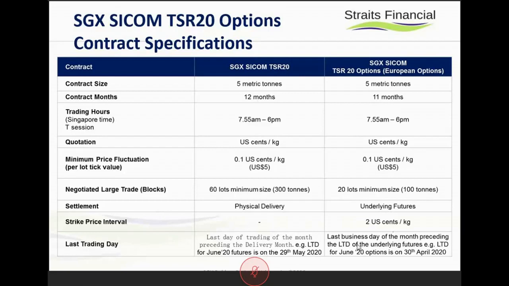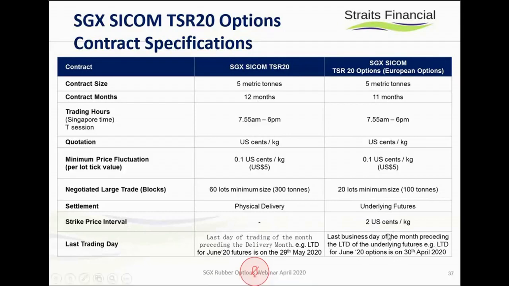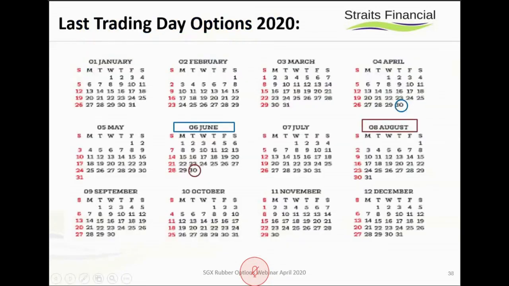And please take note, the last trading day is the last business day 1 month before the futures contract. So what it means is if you are trading the June option contract, the last trading day for futures is the end of May, but for the option it is the 30th of April. So it's the last business day, 1 month before the futures. When the buyer exercises, he has the full month of May to trade the June contract still.